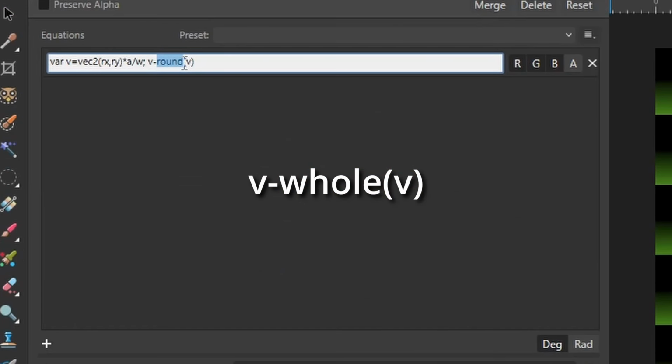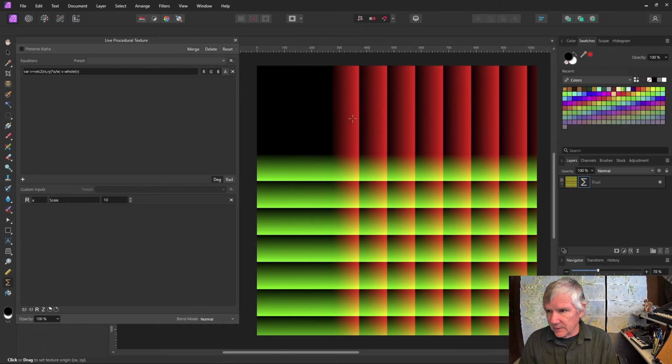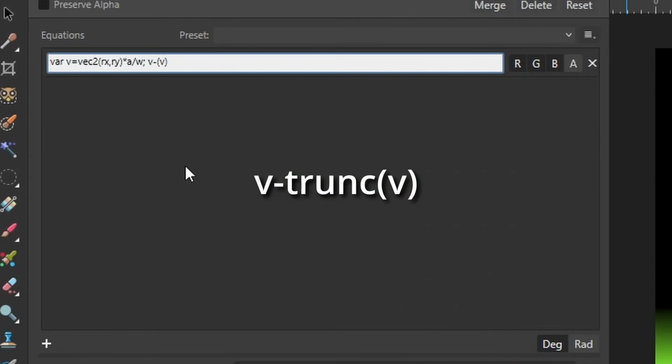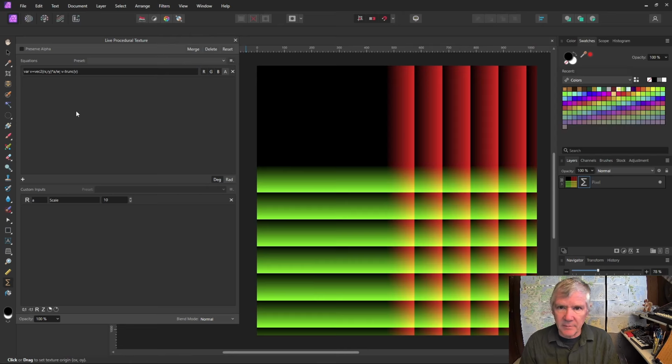Let's look at V and look at the whole number of that. Okay, so the whole number part, if you do it this way, it'll have these negative numbers, and then just to verify, if I use the truncate function, it's exactly the same.